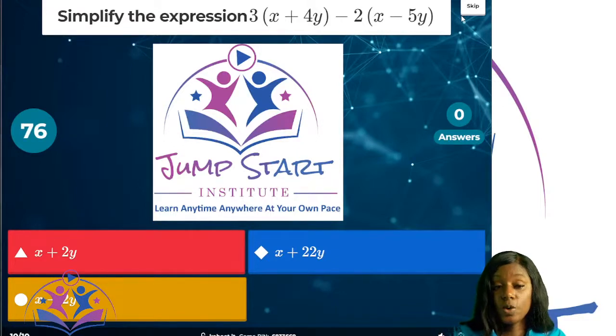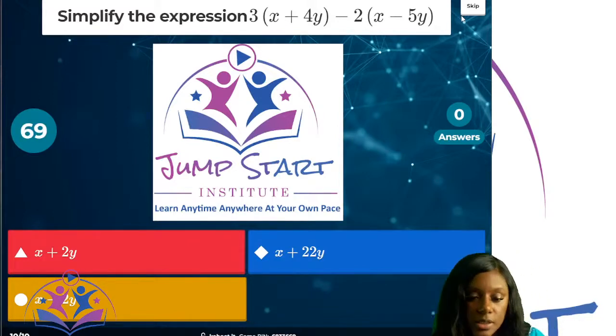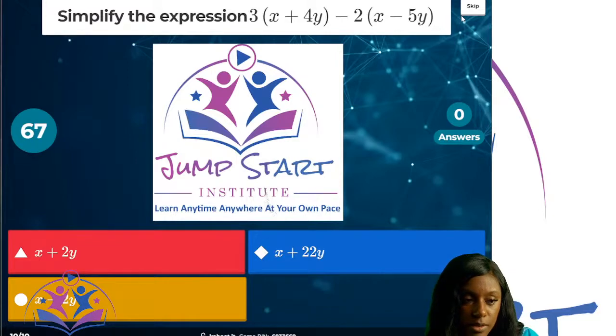So again, you want to use the distributive law and take note of the symbols, as in the subtraction signs. You really want to take note of the signs.